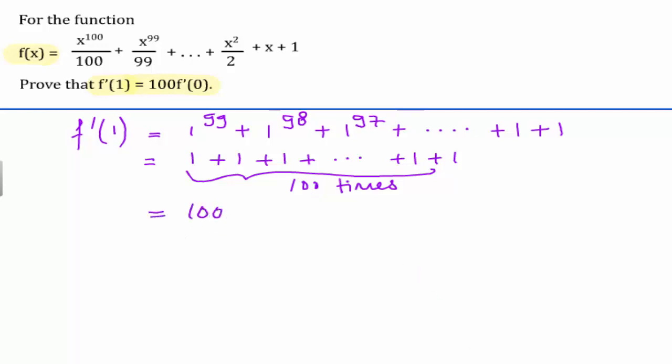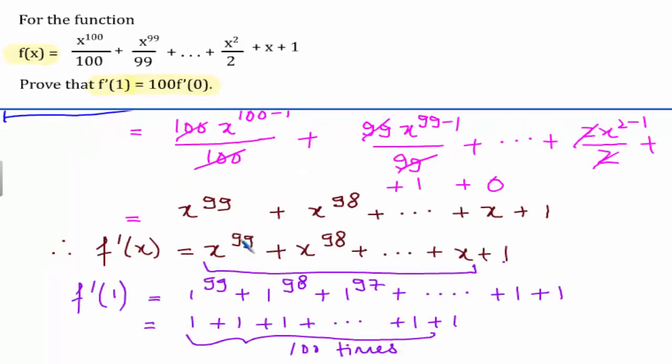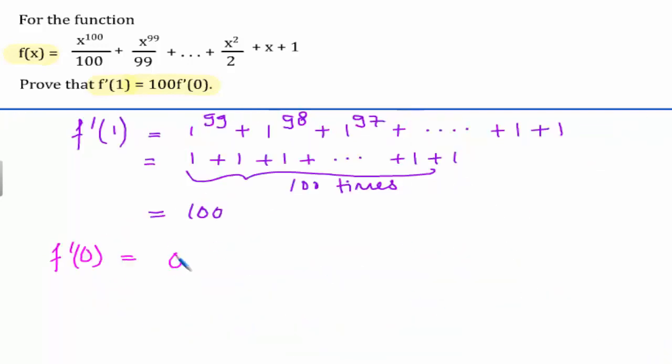Now let us find f dash 0. Now this is f dash x. So we have 0 raised to the power 99 plus 0 raised to the power 98 plus so on plus 0 plus 1. So f dash 0 is 1, that is the derivative of the function at x is equal to 0 is 1.